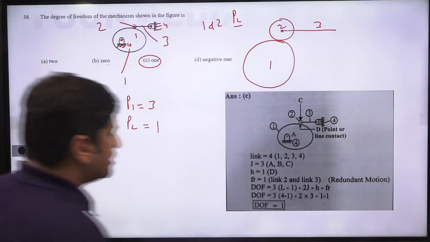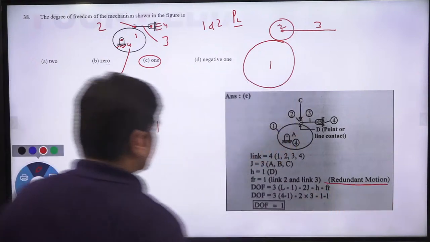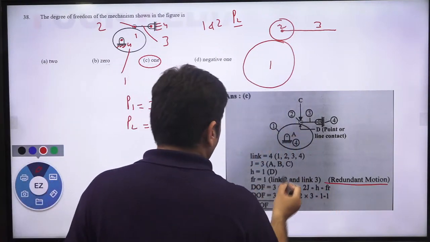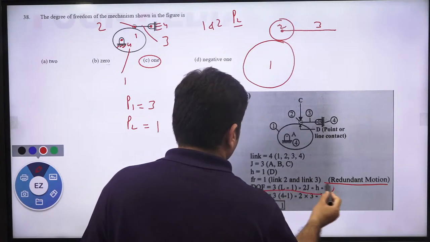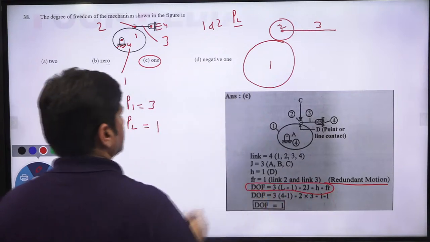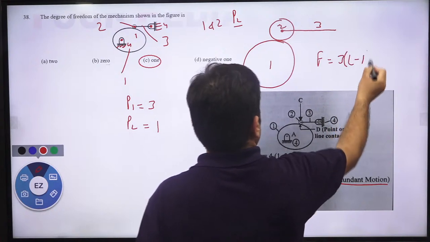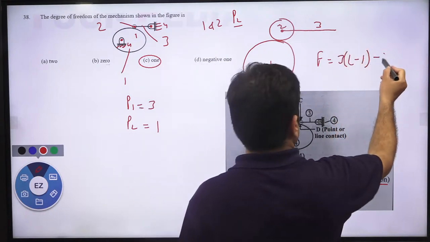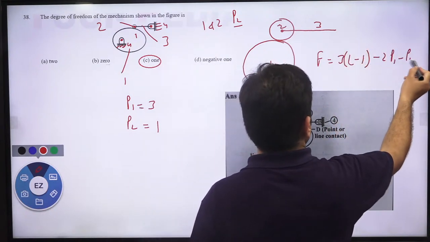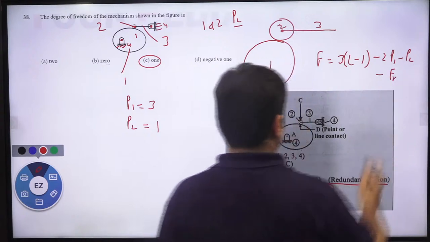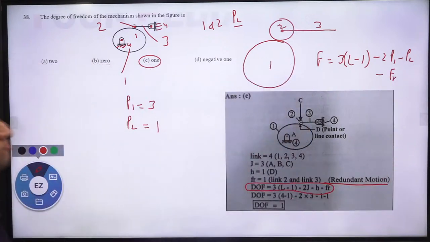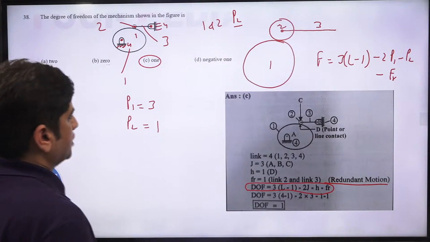Now there is a redundant motion also. What is the redundant motion now? And you see this is the advanced Grubler equation. So the degree of freedom is 3 into (link minus 1) minus 2p1 minus p2 minus redundant pair. Now what is the redundant motion?